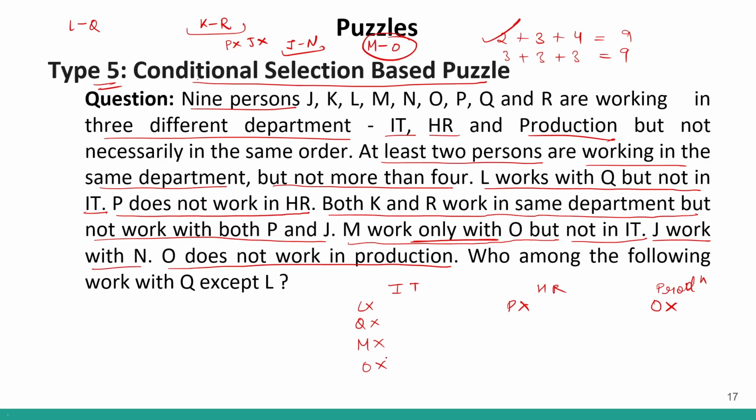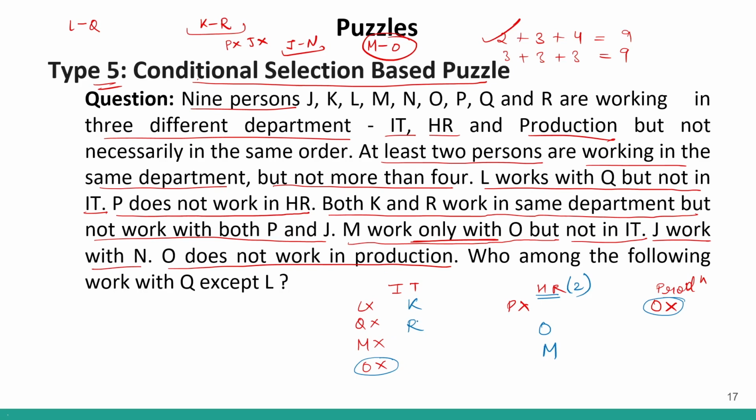So now let us look at this information closely. O does not work in IT and O does not work in production. So the only place remaining for O to work is HR. So O and M, because they work together, will come in HR. Correct? Here we have two people. This is finalized. Now, we cannot have L over here, we cannot have Q over here, and we cannot have M over here. So M we have already eliminated. We cannot have L and Q. That means we can have K and R maybe.